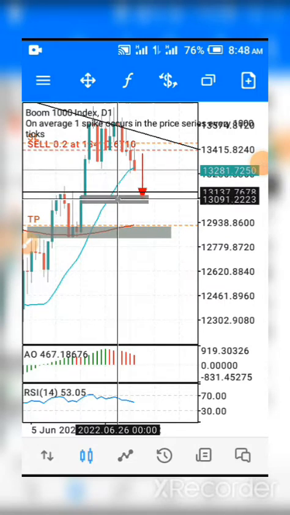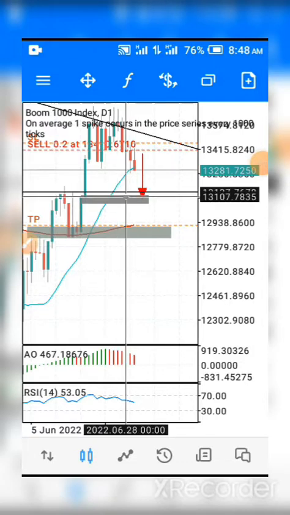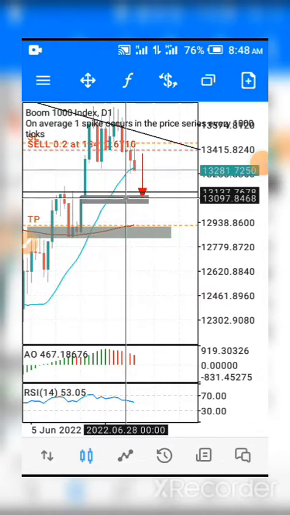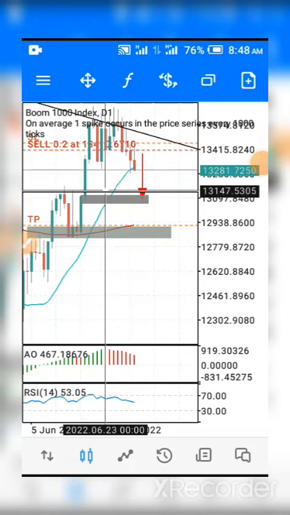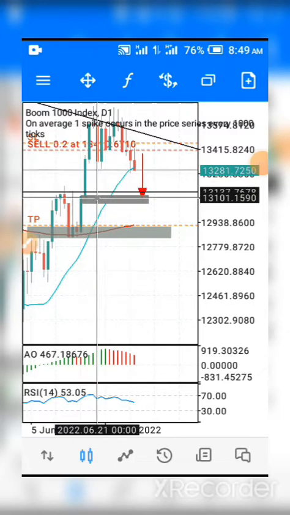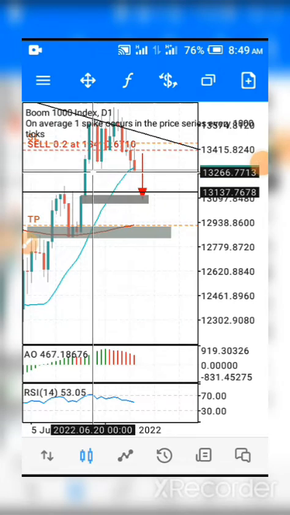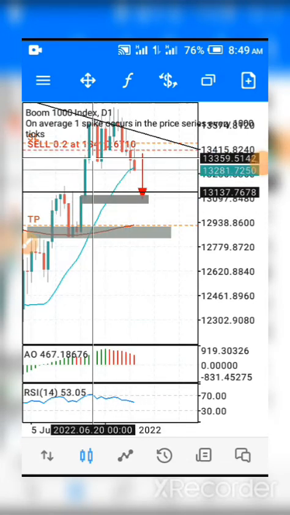If I'm not able to close the market manually, I will just set my TP so the market closes automatically, because I sometimes close manually, and I sometimes allow the trade to hit TP. If I'm not too busy, I can close my profit manually. So this is what we have on Boom 1000.